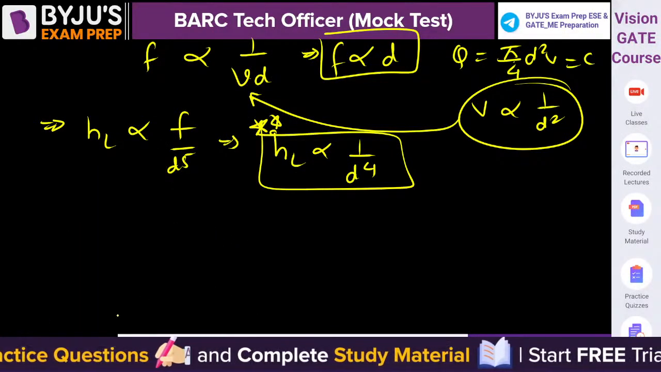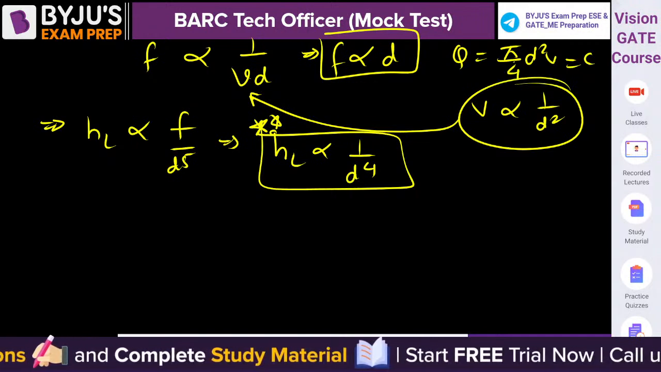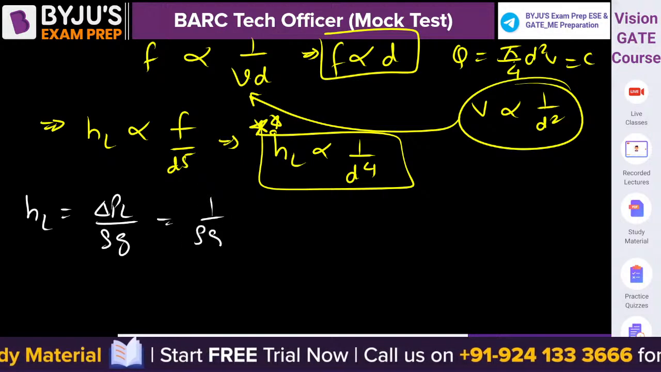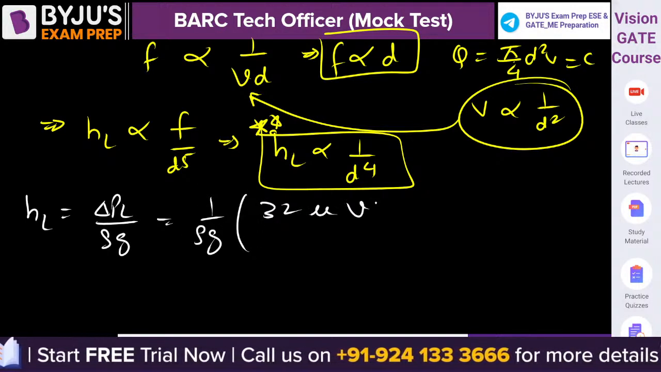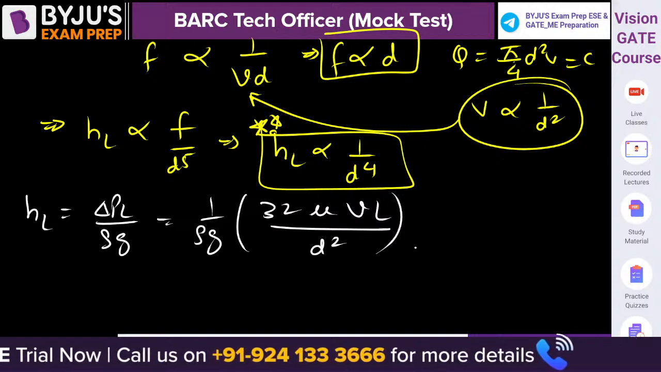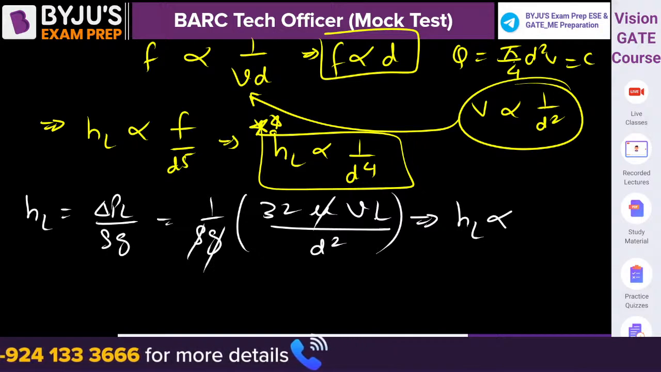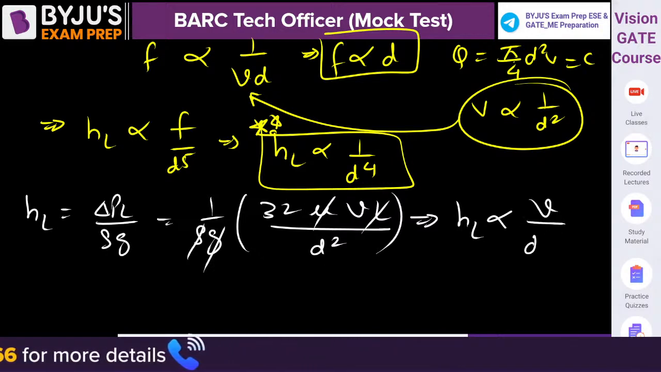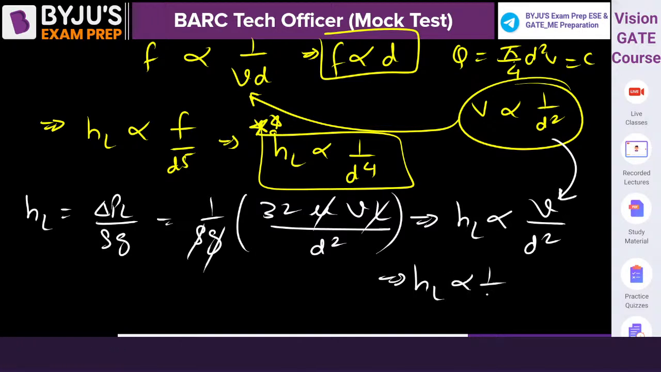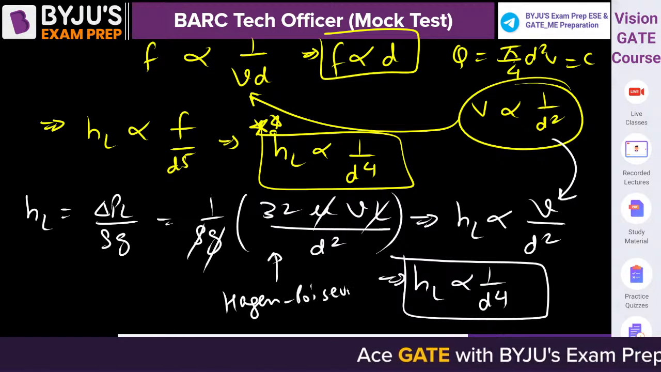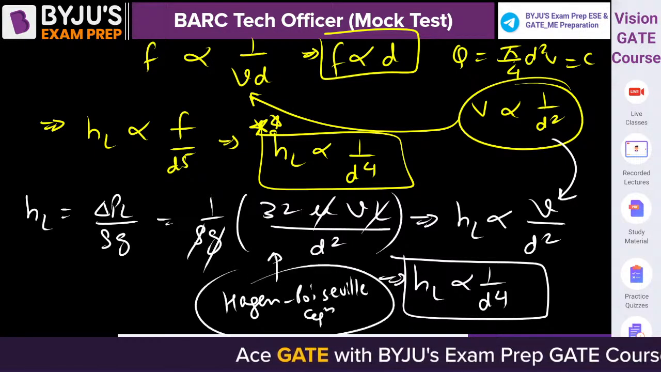Or you could have used this approach for a laminar flow. We can say HL is equal to delta P by rho G. So that is 1 by rho G. Delta P is 32 mu VL by D square. So from here you could have said HL is proportional to V upon D square, as rho is constant, G is constant, mu is constant, length is constant. And here V is inversely proportional to D square. So we could have said HL is inversely proportional to D to the power 4 for laminar flow. This is called the Hagen-Poiseuille equation.